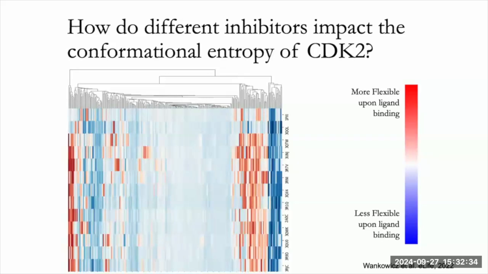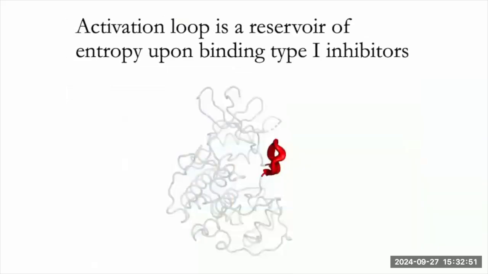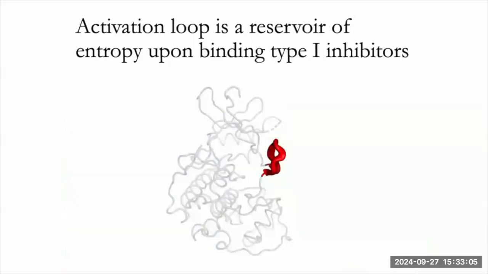The first thing we identified is that there are repeating patterns that we can see here. We know a lot about kinase dynamics and kinase inhibitors, so we were really excited to see that this area that became a lot more flexible upon ligand binding maps to the activation loop, which we know becomes a lot more flexible upon binding type 1 inhibitors. Importantly, we don't see that for the top two rows, which are type 2 inhibitors. And so we call this an entropic reservoir.